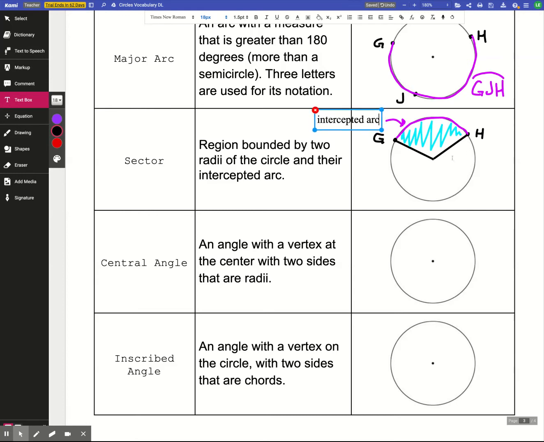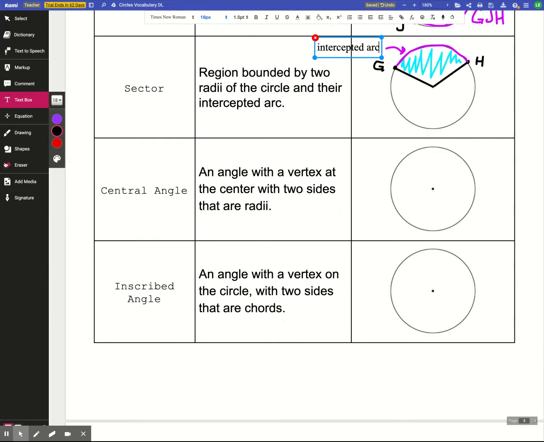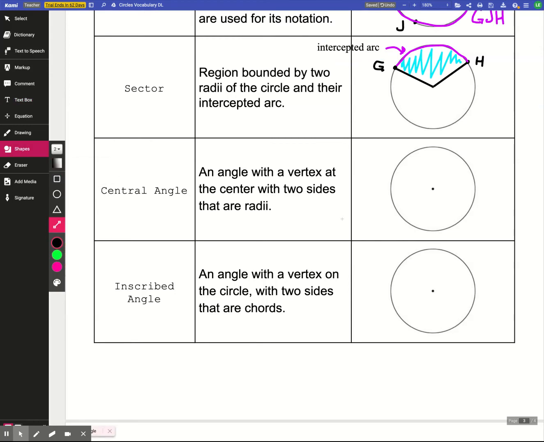Okay, think of it like the crust of a slice of pizza. All right. And we have a couple of angles that we're talking about here. So central versus inscribed. So a central angle is exactly what it sounds like. It is an angle in the center.